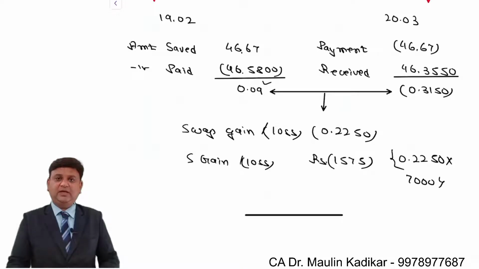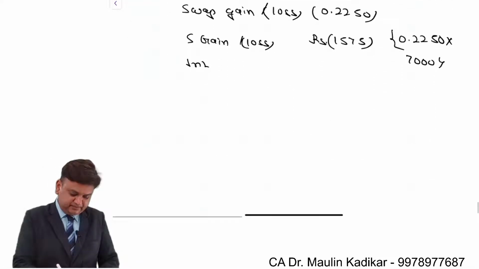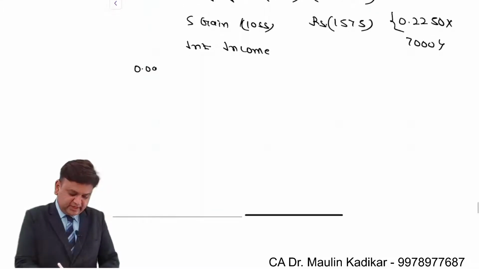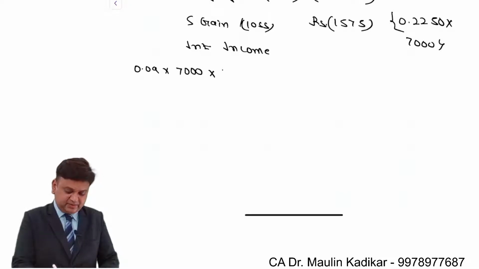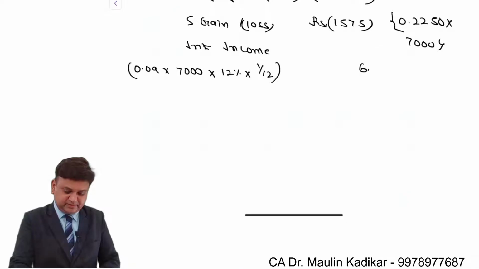Over here, information is clearly provided that you will get the interest income. So the interest income is 0.09 into 7000. What is the rate of interest? 12%. And what is the time period? It is 1 month. They have clearly specified that you don't have to compute the number of days. 0.09 into 7000, that comes to 630 into 12% divided by 12, that comes to 6 rupees 30 paise.